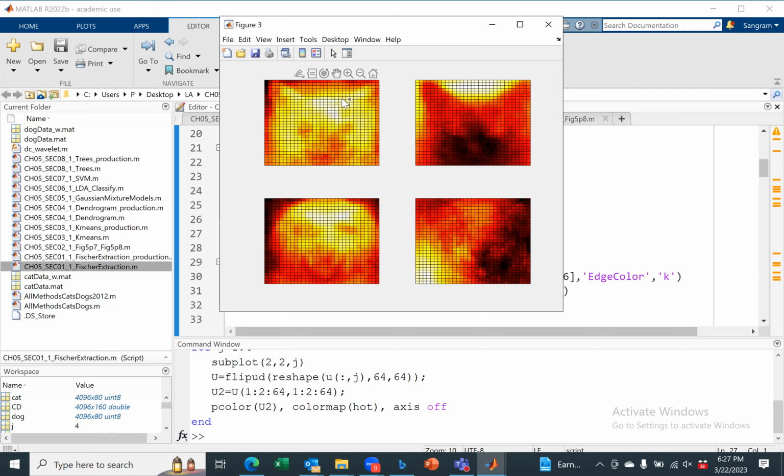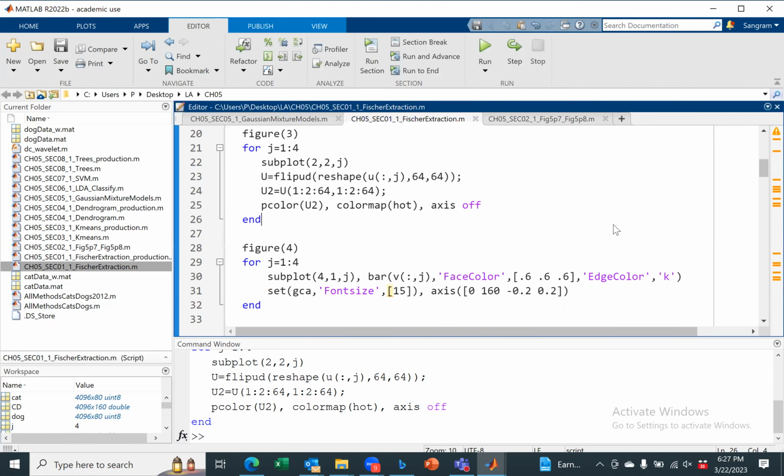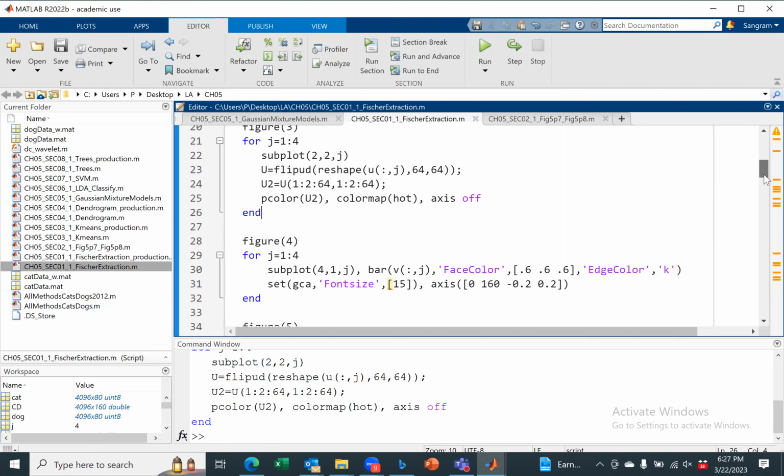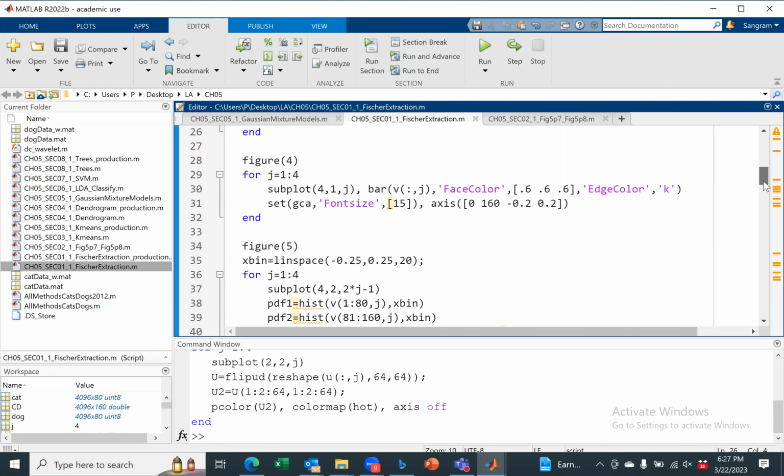This circular face corresponds to cat. If you look at the dog, you can see the dog's snout, you can see the dog's eyes, and you kind of see the dog's shape. So you can see these different modes for the dogs. Now, again, this is just one way of performing the classification or the features.